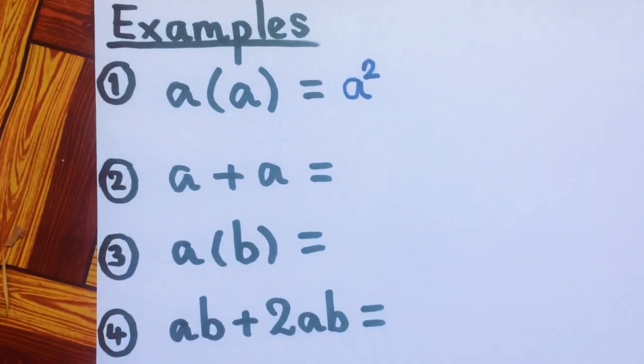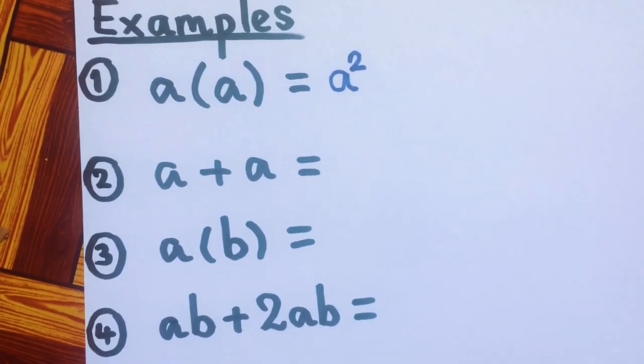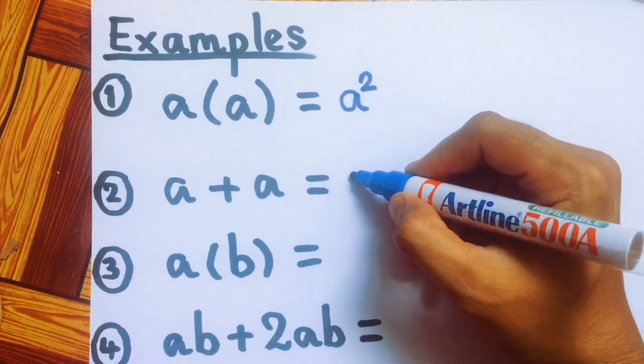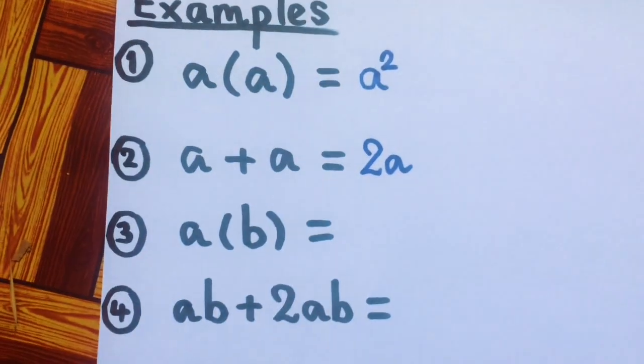Okay, what if you have a plus a? Imagine you have one apple and then you add another apple, so you have 2 apples. So here you have to write 2a. The answer will be 2a for the second example.